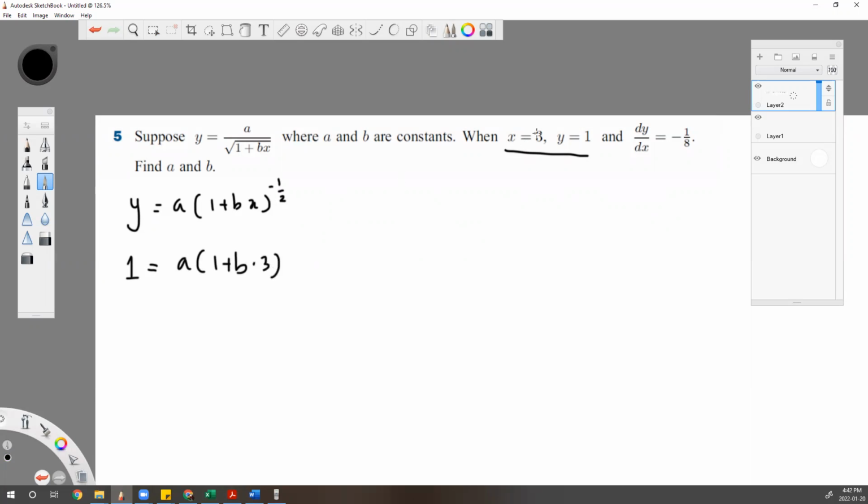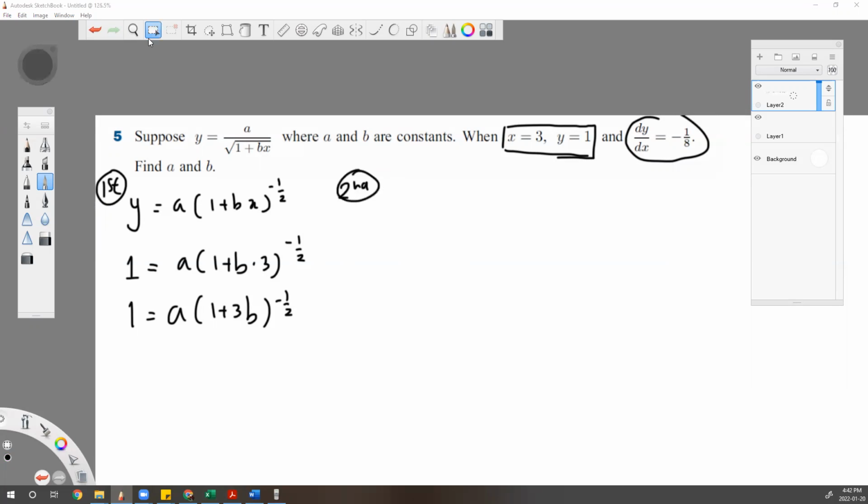We just change the x by 3 and y by 1, negative half. 1 equals a times 1 plus 3b power negative half. Keep it like that because we cannot do anything else. And dy over dx, this is the second clue. This is the first clue. Now we do the second clue.